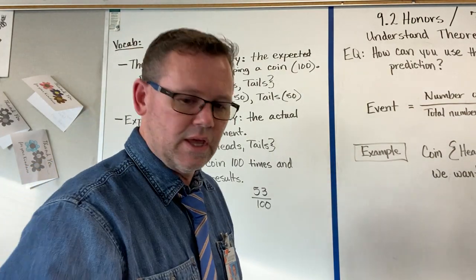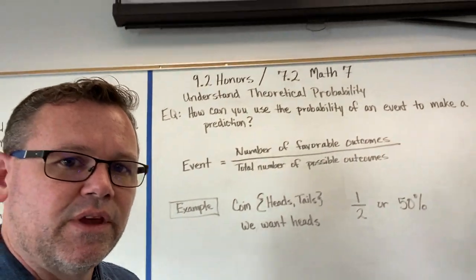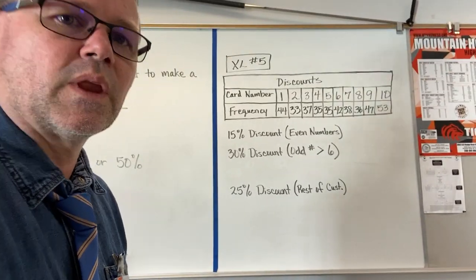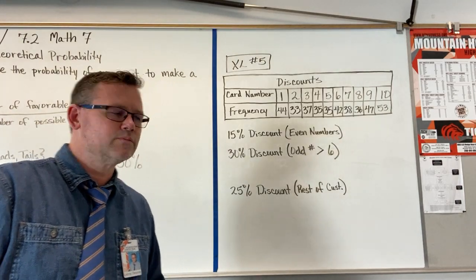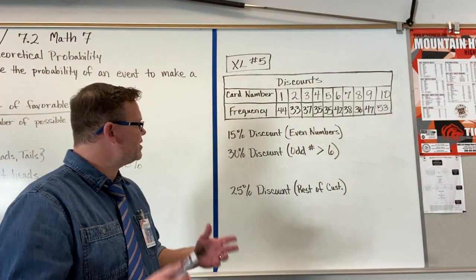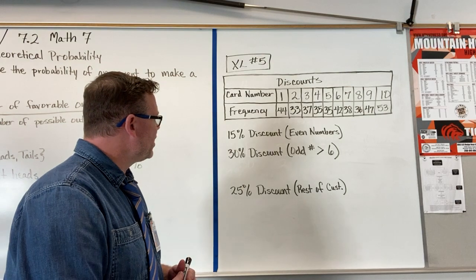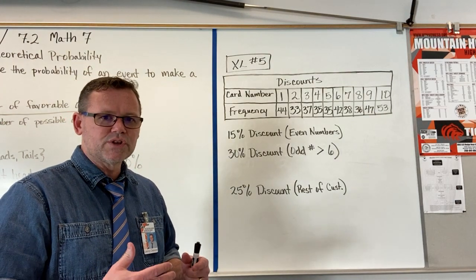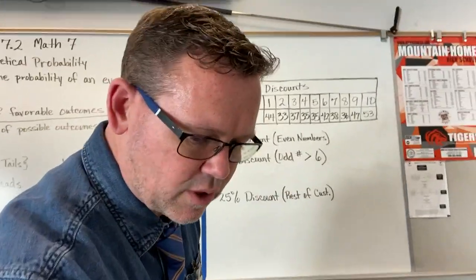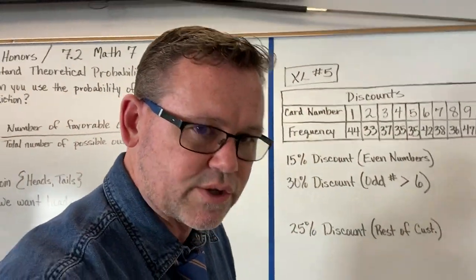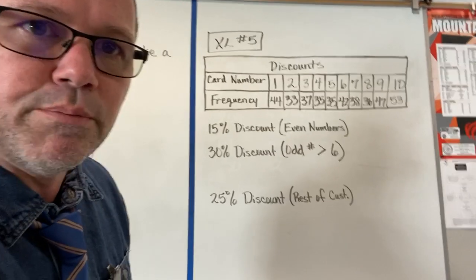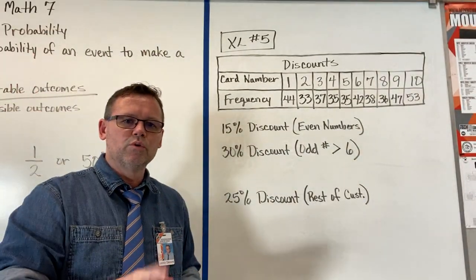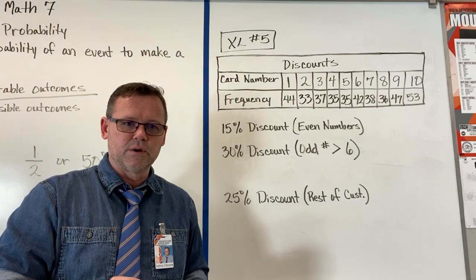Okay, so let's look at this scenario where we're talking about theoretical probability. This is Excel number 5. What the scenario entails is we have people coming into a store, and they're going to hand out cards to every single customer. Based on the number on the card, that will determine how much of a discount they get on their purchase.